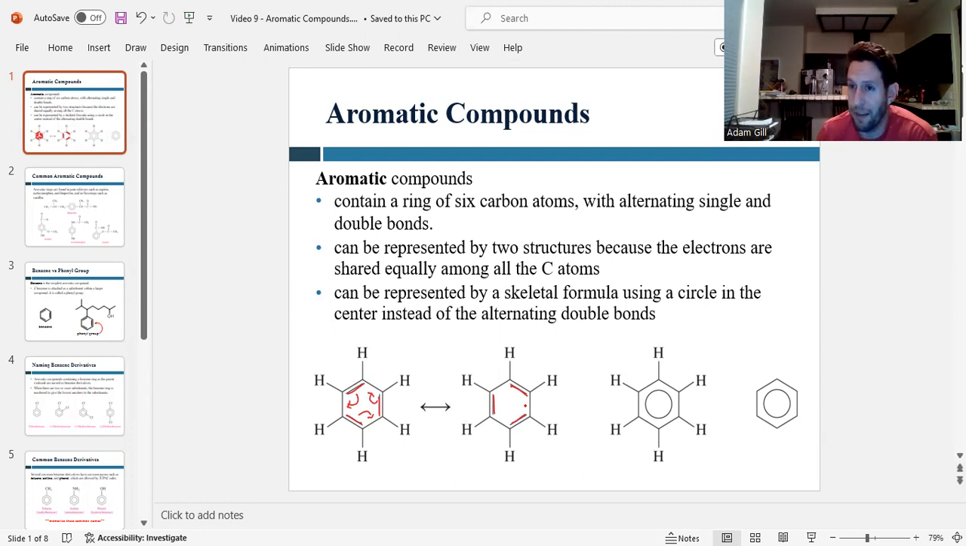Now, to simplify that, a lot of times it's abbreviated by just drawing a circle in the middle of the ring, and that circle implies the three double bonds. And this is just showing that it doesn't matter which way you draw them, there's just the three double bonds. And if you want to draw it as a skeleton structure, you could just draw it as the hexagon with the circle in the middle. These four different representations all mean the same thing.